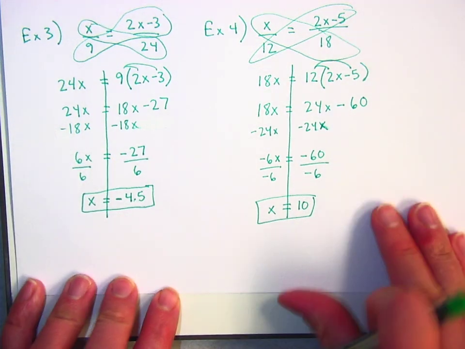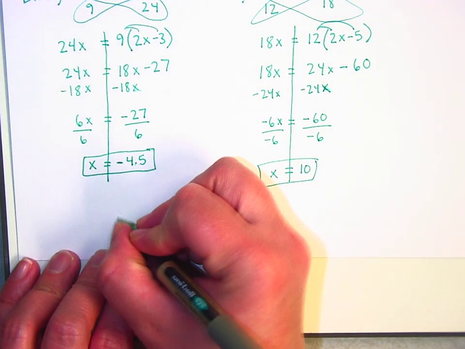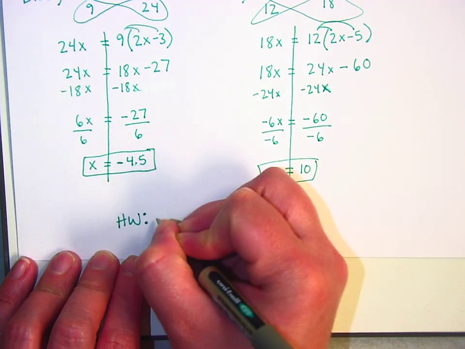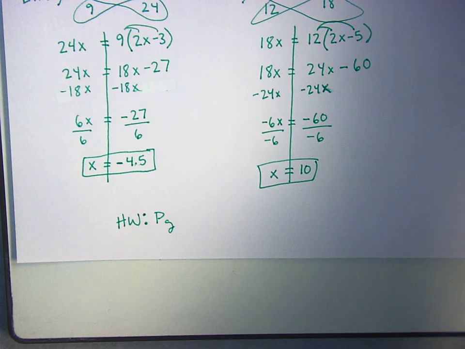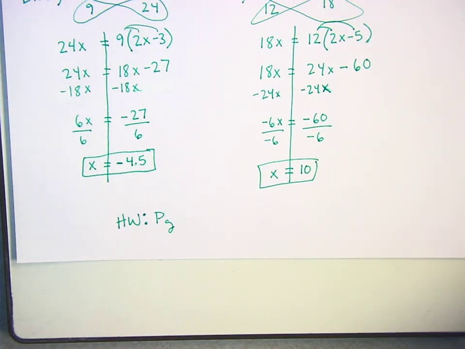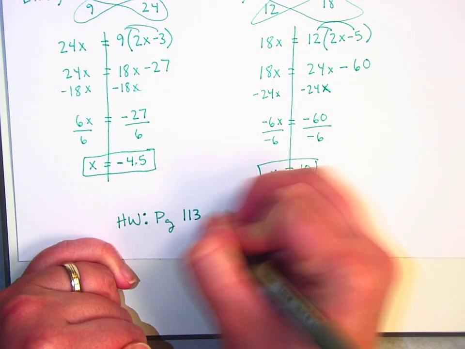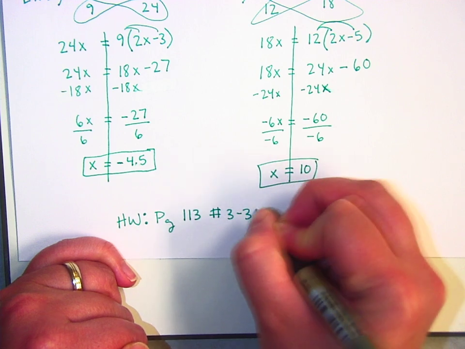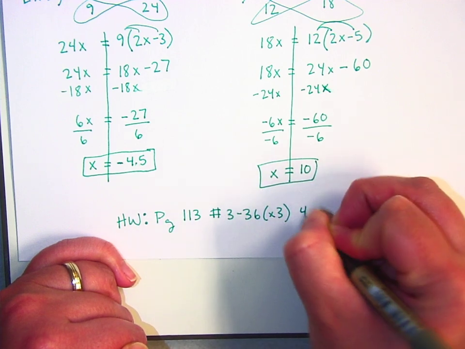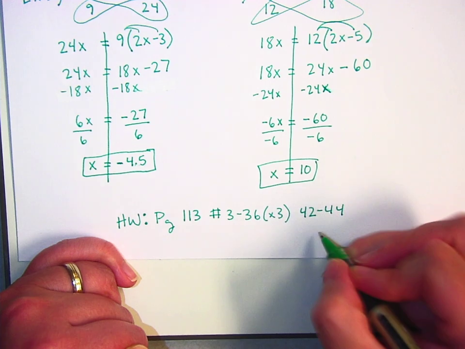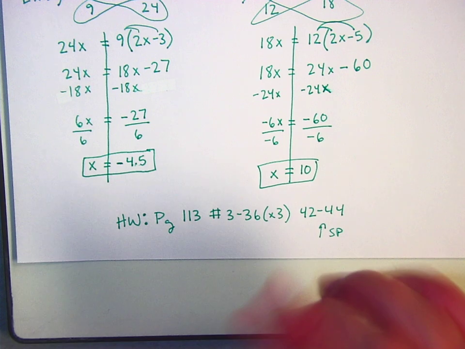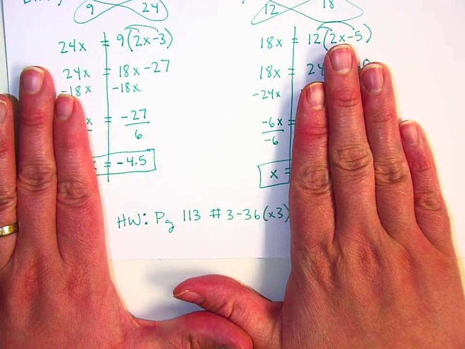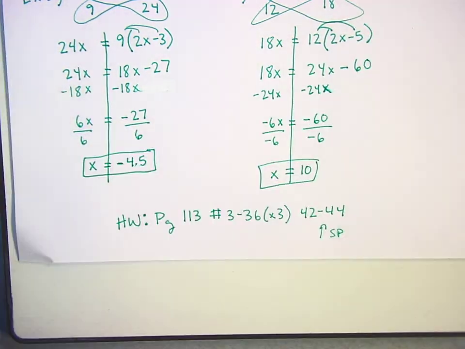Okay, so the homework, which is due on Tuesday, is page 113, numbers 3 through 36, multiples of 3, 42 through 44, and these ones are story problems, and we're going to do examples of those on Monday. So if you work on your homework this weekend, definitely just do this part. Leave out those 3. We'll work on those on Monday.